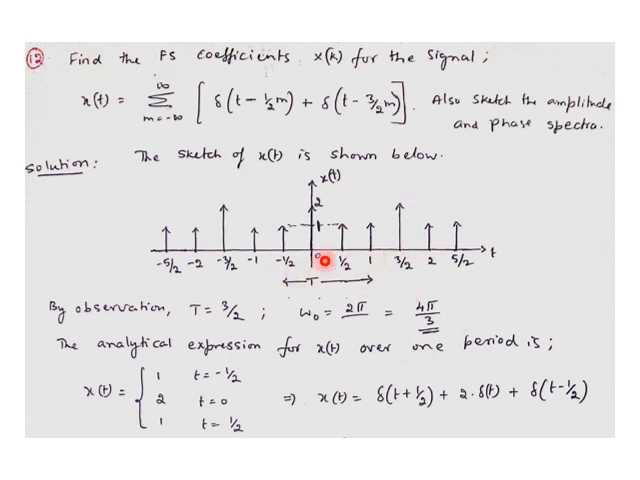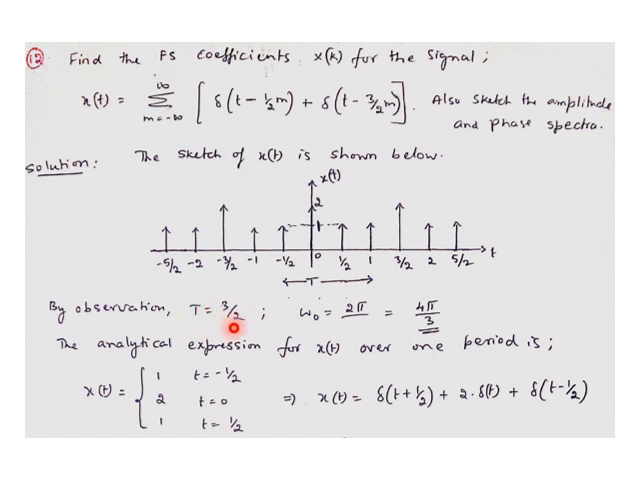Similarly, it needs to be defined for the left-hand side of the vertical axis also. By observing this, the values need to be considered from minus half to 1, and this is one set of the function which is repeated throughout the graph for the given x of t. Hence, by looking at this graph, the fundamental period for the given x of t will be 3 by 2.